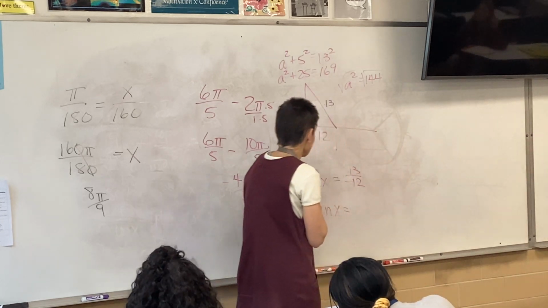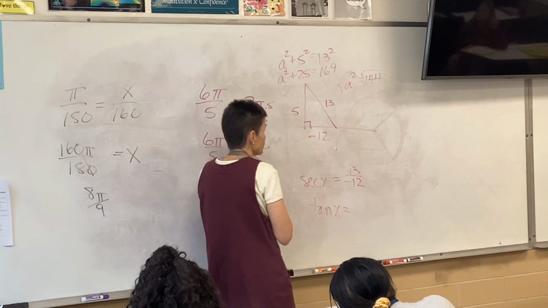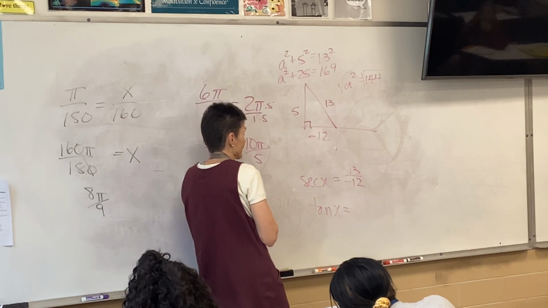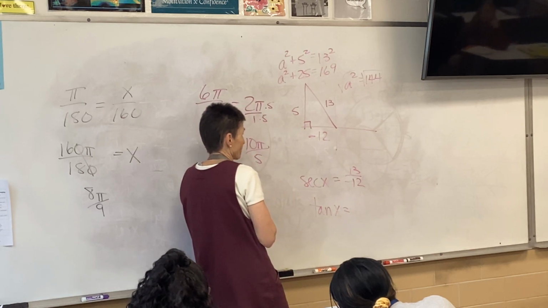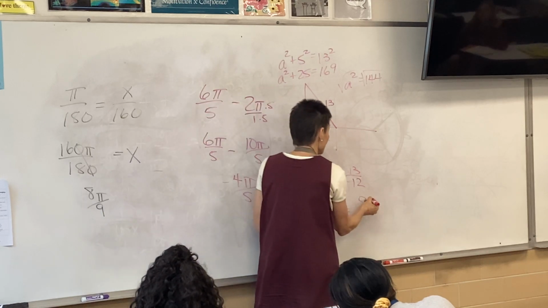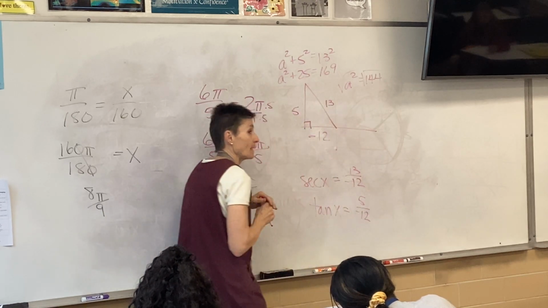All right, tangent. What's the tangent in that picture? 5 over negative 12? That'd be negative.